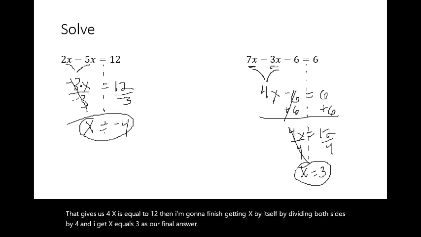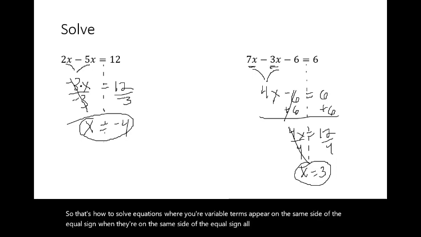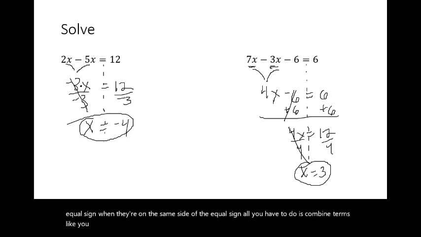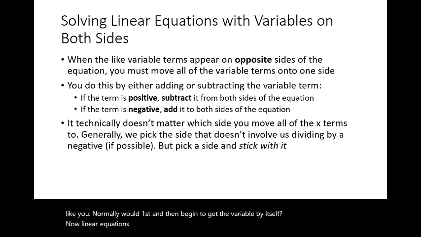So that's how to solve equations where your like variable terms appear on the same side of the equal sign. When they're on the same side of the equal sign, all you have to do is combine like terms like you normally would first, and then begin to get the variable by itself. Now, linear equations where you have the same variable on both sides of the equal sign, this is going to be a little bit more complicated.